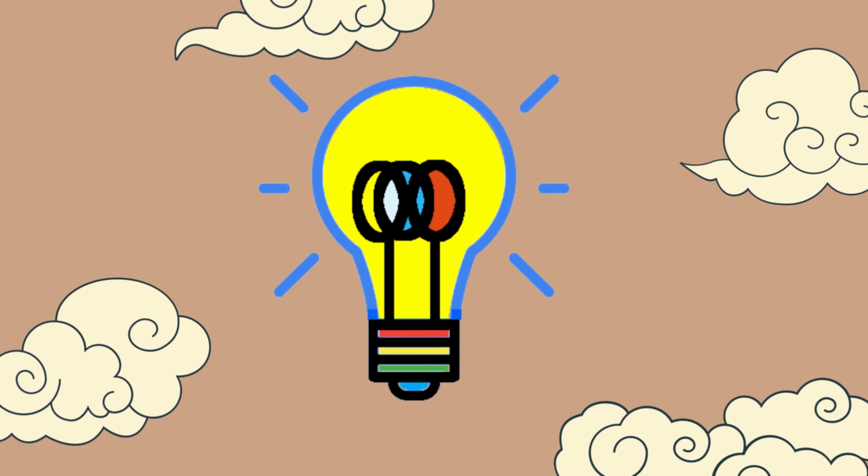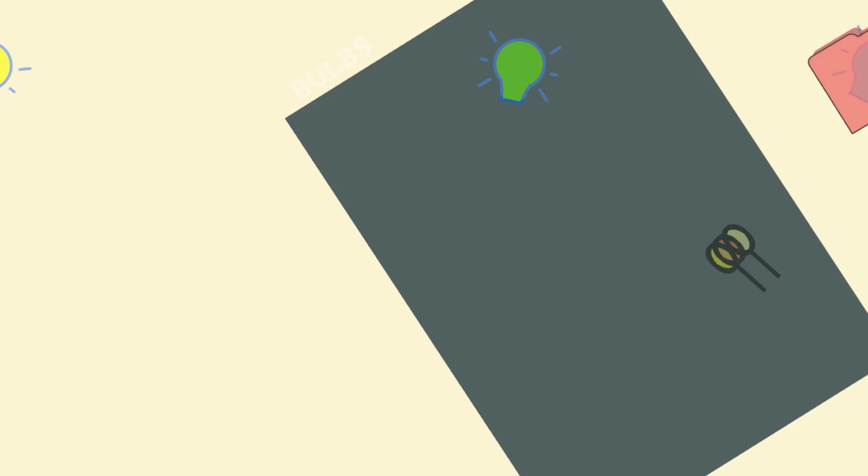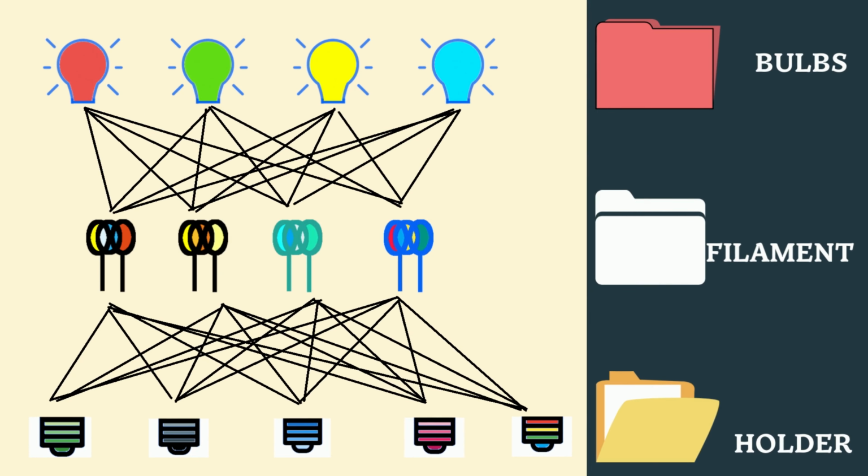Now let's see an example where I'll show you how we break this electric bulb design into multiple layers, and then we try to create the art form of collectibles of this bulb design as well. Here we have this bulb divided into three layers. One, the top is the bulb layer, the second is the filament layer, and the third is the holder layer. Now you can see there are four bulbs, red, blue, yellow and green, and then there are the filaments and then there are the holders. Five holders, four filaments and four bulbs.